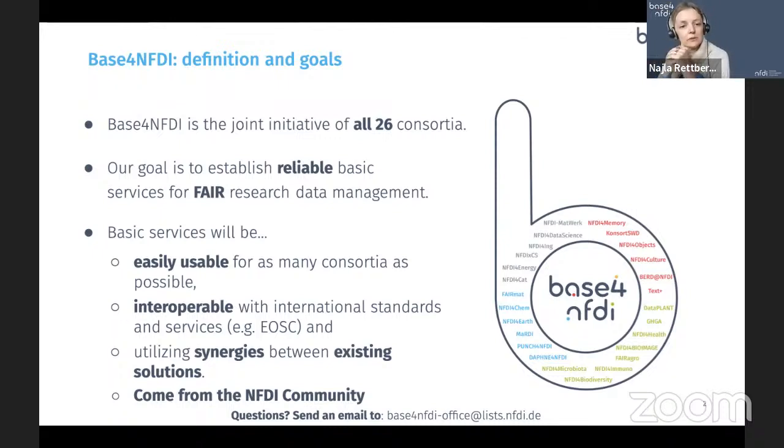And that is what BASE is doing. It is establishing the framework for this. And lastly, what is important is that it's bringing together the NFDI community, and the services should come up, it's bottom up, from their very needs.